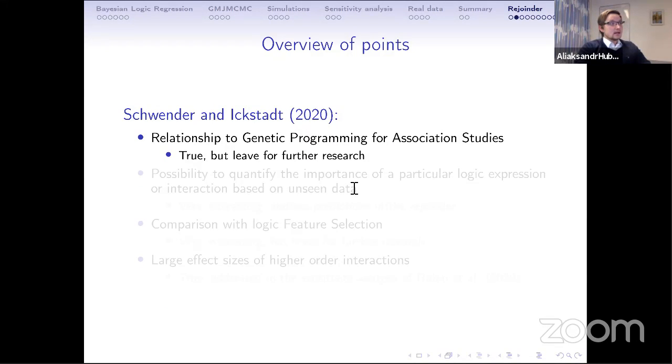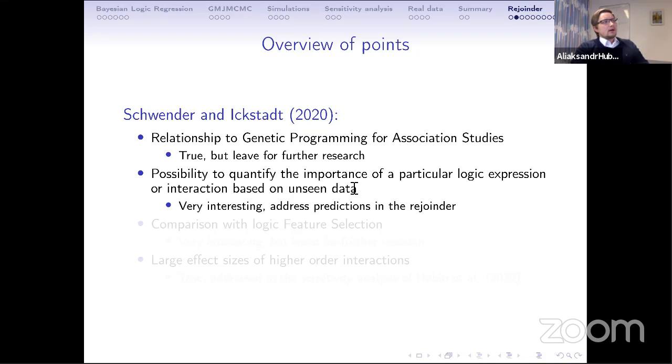Schwender and Ickstadt suggest an interesting alternative of the GMJ MCMC algorithm, which is a genetic programming approach for association studies, which is using the logical expressions in the disjunctive normal forms. And this is definitely a sound approach and an interesting approach. However, we leave the comparisons for further research, mainly due to that in this paper we were mainly focusing on the Bayesian approaches to logic regression. So we didn't include any comparisons to, for instance, the simulated annealing algorithm that was originally suggested by Ruchinsky and his colleagues.